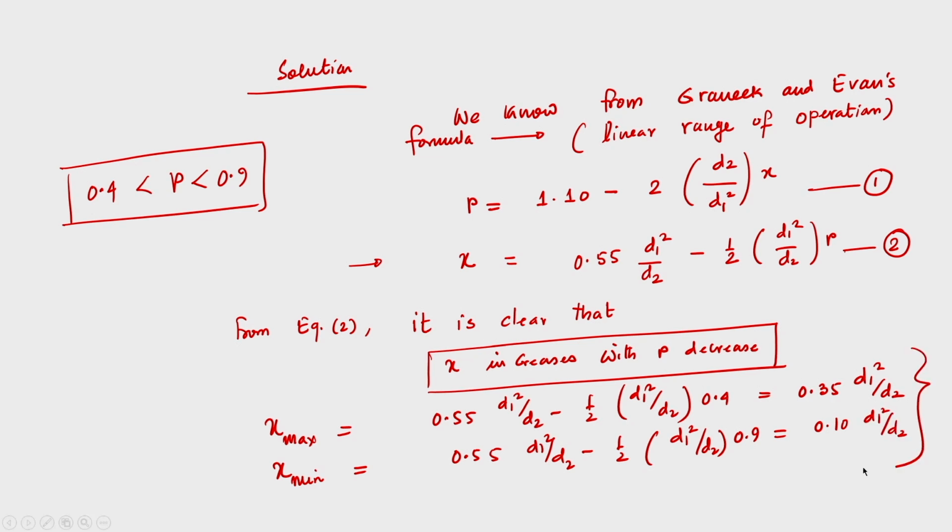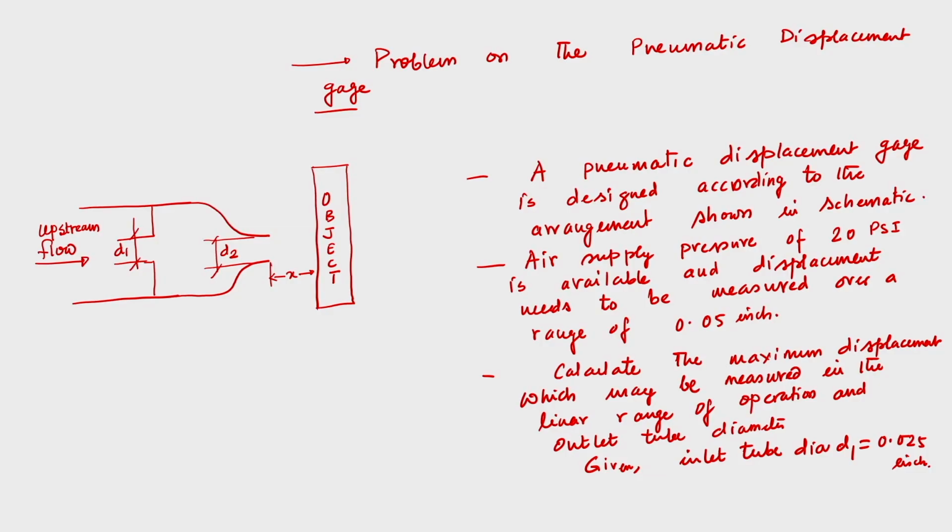So, these two values of x, that is x max and x min, we have obtained because the typical value of r ranges from 0.4 to 0.9. So, considering the minimum and maximum value of r, we can calculate the maximum and minimum value of x. Now, if we go back to the problem statement, we have to calculate the maximum displacement which may be measured in the linear range of operation.